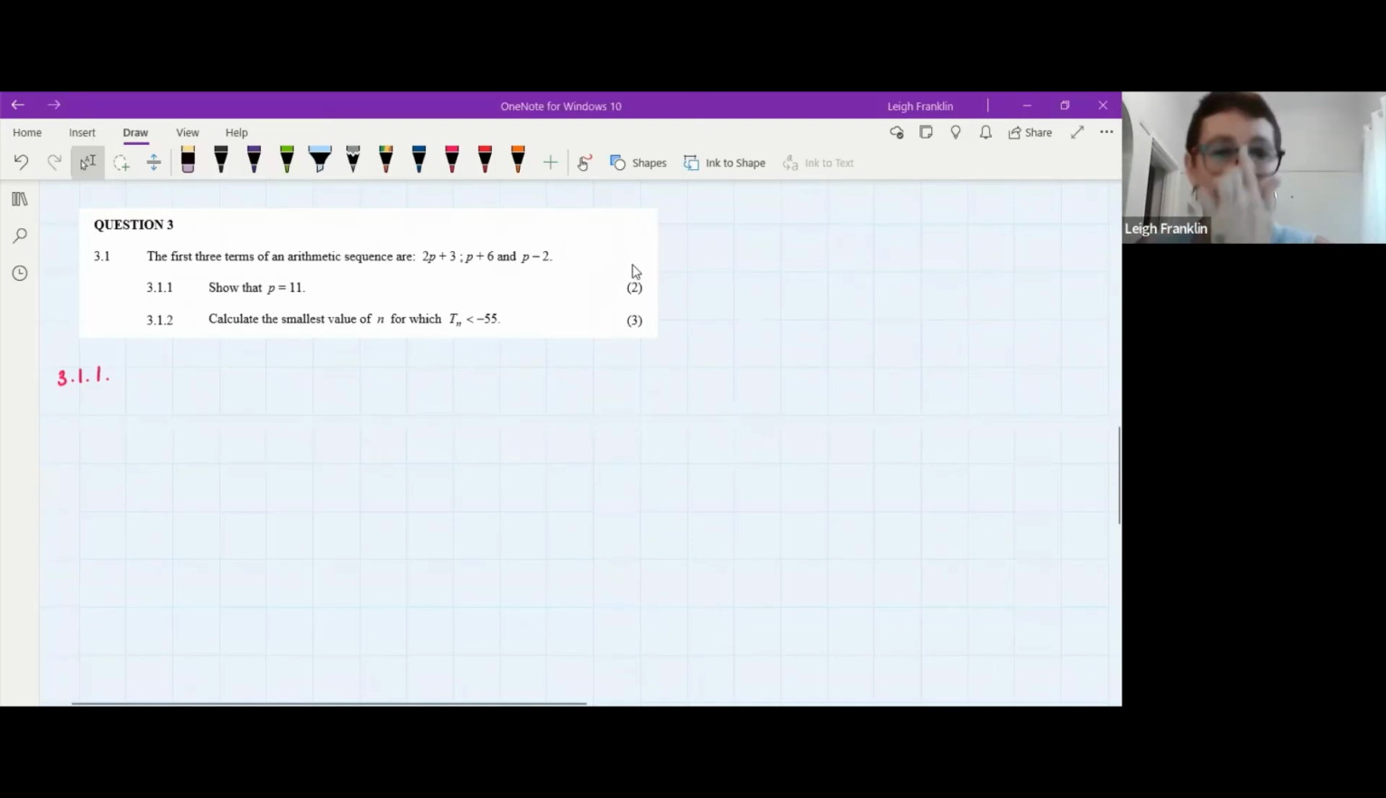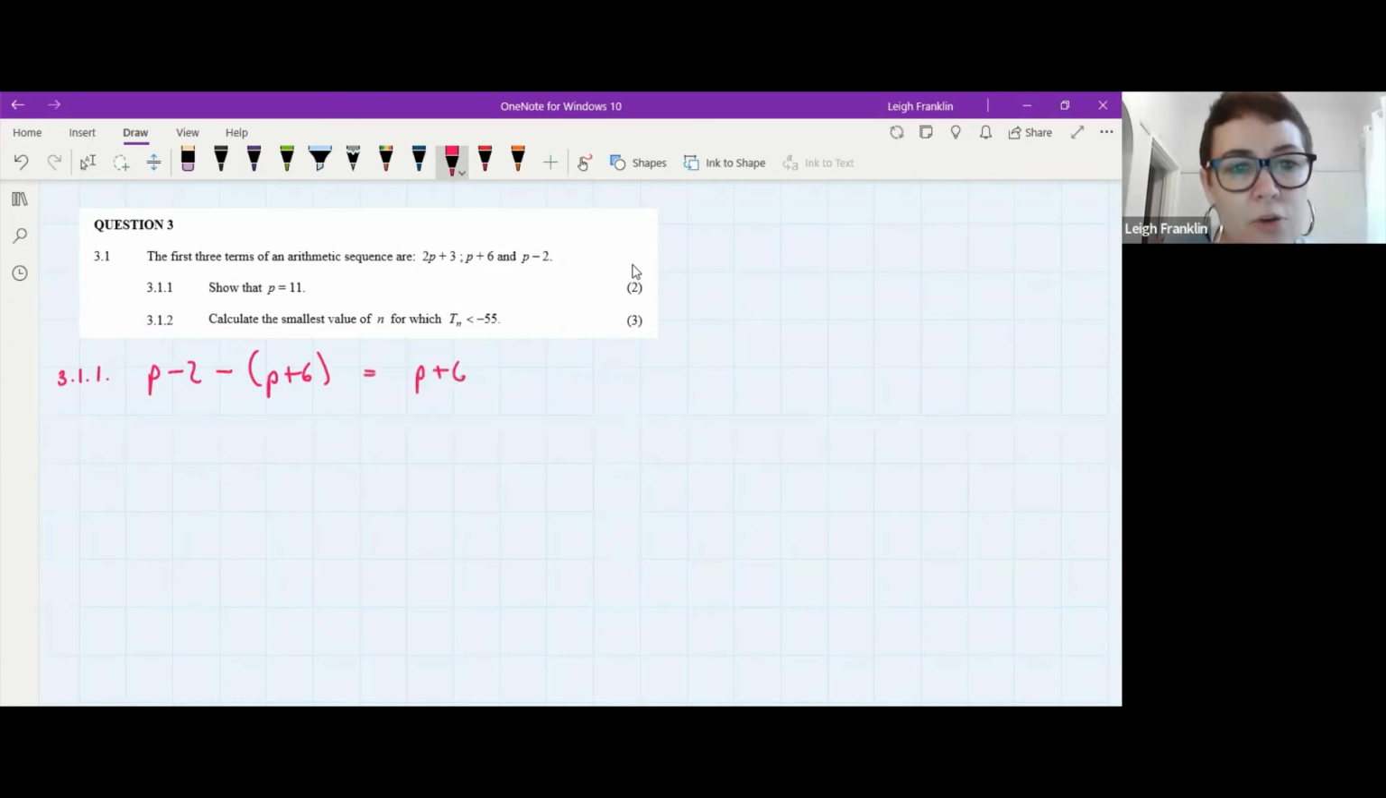All right. So let's do exactly what you've suggested. Let's go P minus 2 minus, and again, I must use brackets, P plus 6. So that's term 3 minus term 2, is term 2 minus term 1. Okay, so when they say show that P is equal to 11, there is definitely going to be a mark on this line. There's not going to be a mark for the answer.